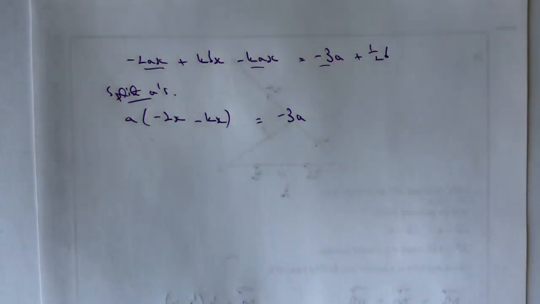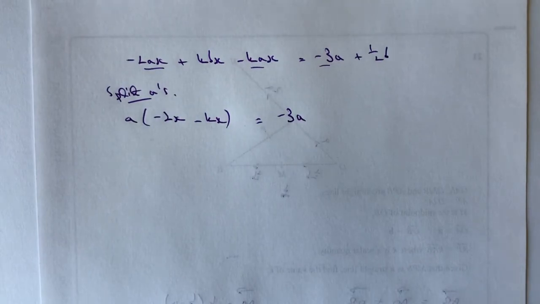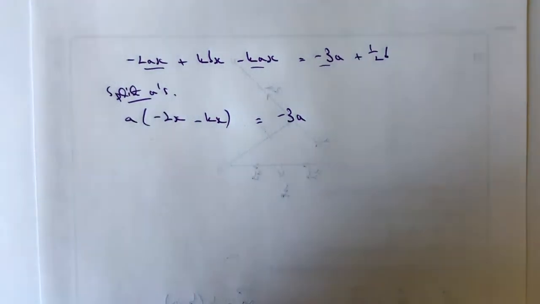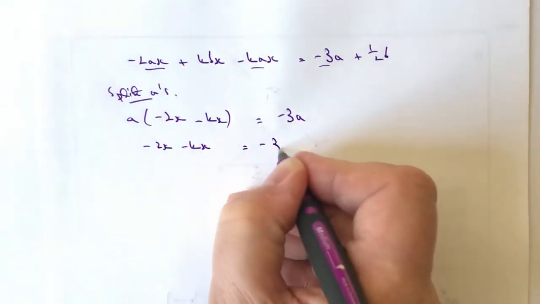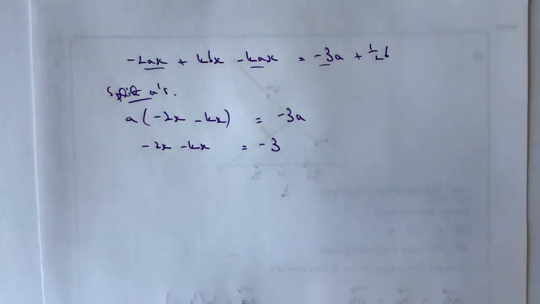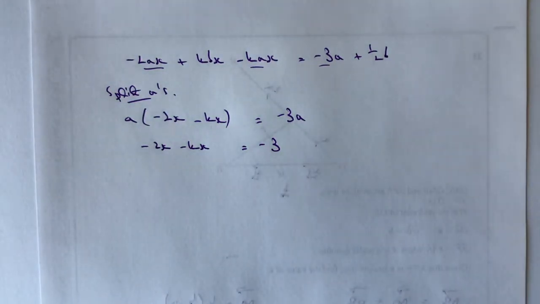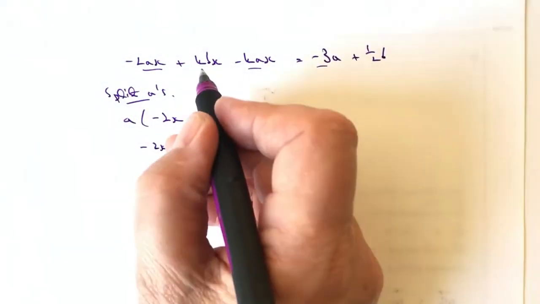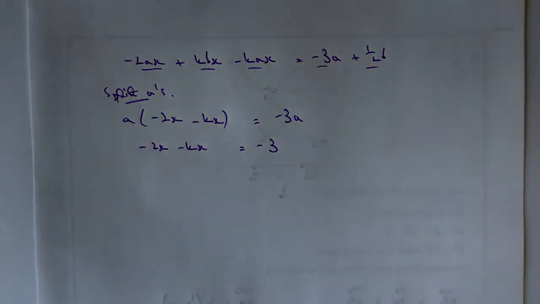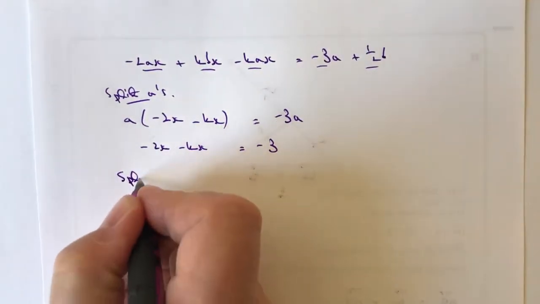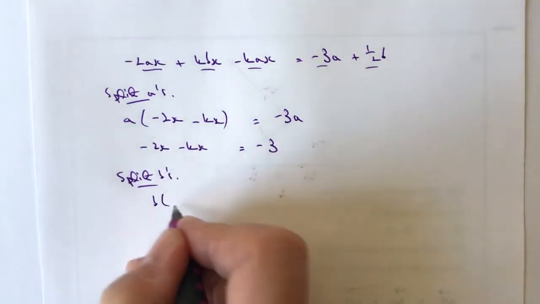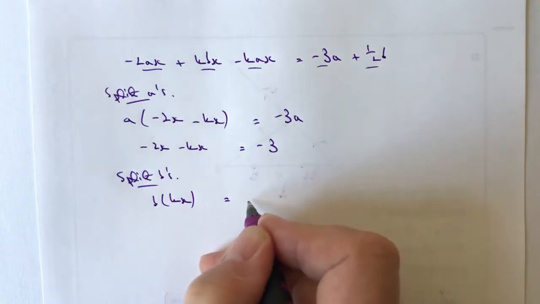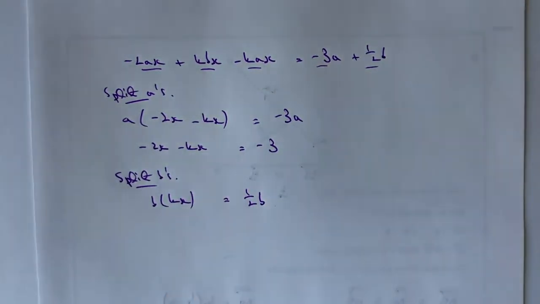If I now divide through, because both sides have got a, I can divide through by a, so I can lose the a, and I get minus 2x minus kx equals minus 3. That's my first bit of information. The next bit of information is I'm going to split the b coefficients. If I split b's, then I'm going to get b times kx equals a half of b. I hope you're following this.